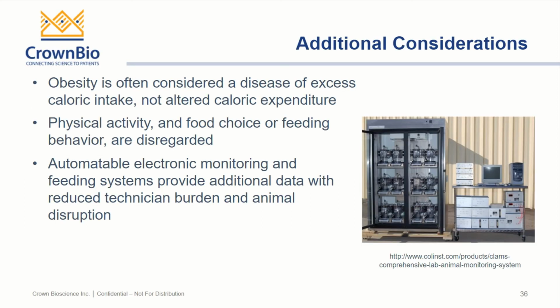Many rodent obesity models rely on overconsumption of calories, including high-fat diets and leptin knockout phenotypes. Models are less frequently designed to consider mechanisms related to caloric expenditure. This means they often disregard endpoints designed around physical activity, thermogenesis, food choice, and other feeding behaviors. These can be evaluated using automatable electronic monitoring and feeding systems, which are designed to provide additional stimuli and data while reducing technician burden and animal disruption. Pictured here is the Comprehensive Lab Animal Monitoring System, or CLAMS.